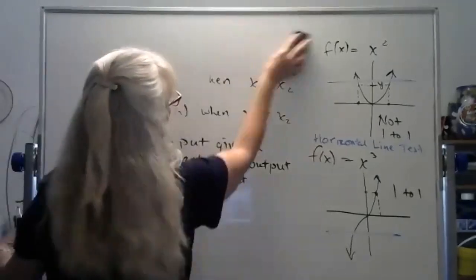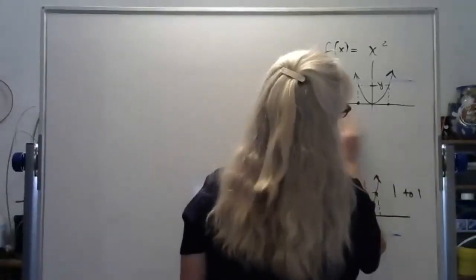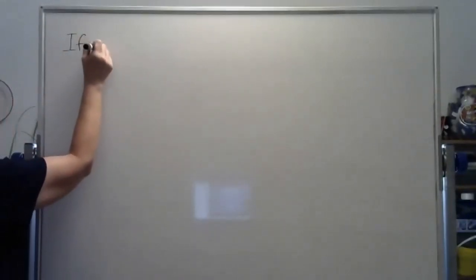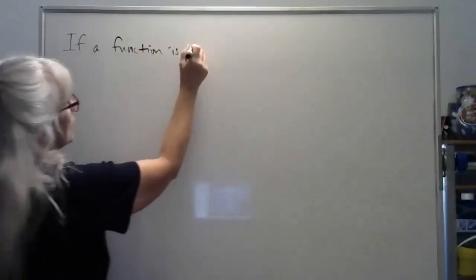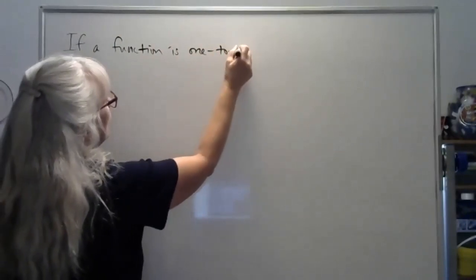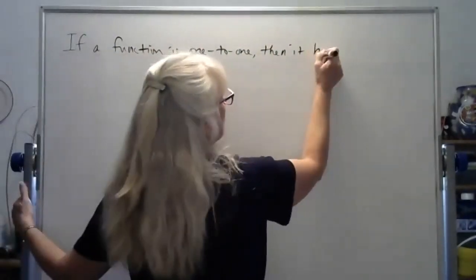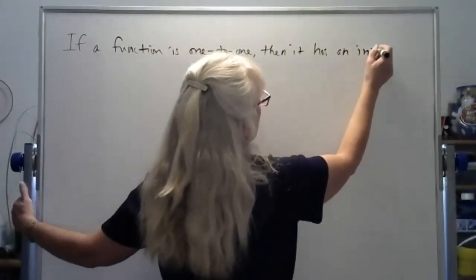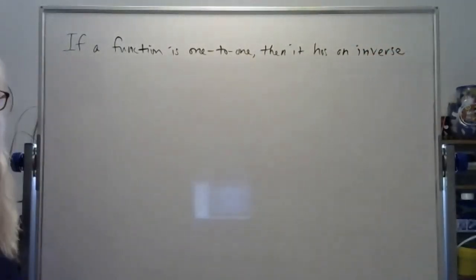So now that we know what one-to-one means, we can move on to the idea of an inverse. So if a function is one-to-one, then it has an inverse. So if a function is one-to-one, then it has something called an inverse.